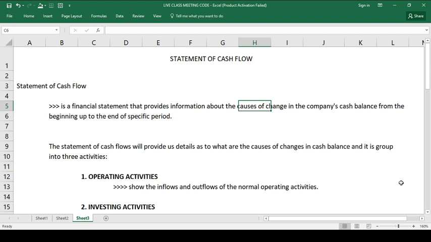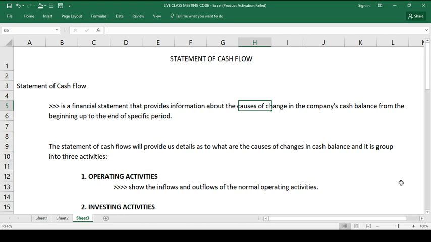Ano po ba ibig sabihin nito? The statement of cash flow will give you information on the reasons why there is a change from the beginning balance to the ending balance. So that is the purpose of the statement of cash flow.